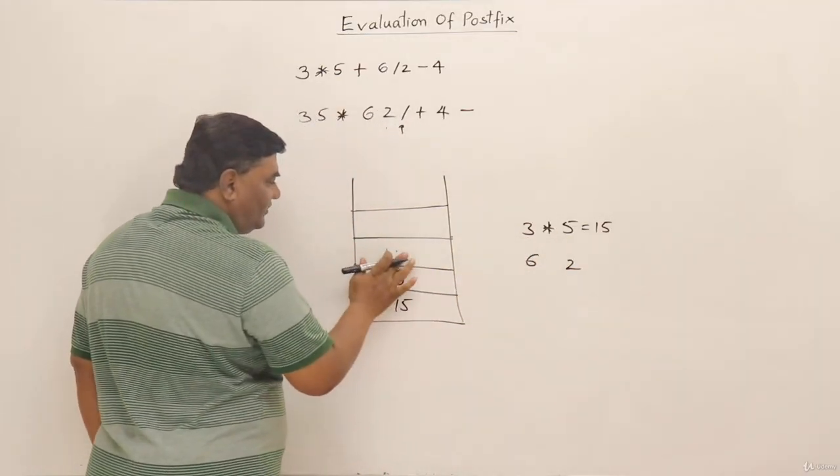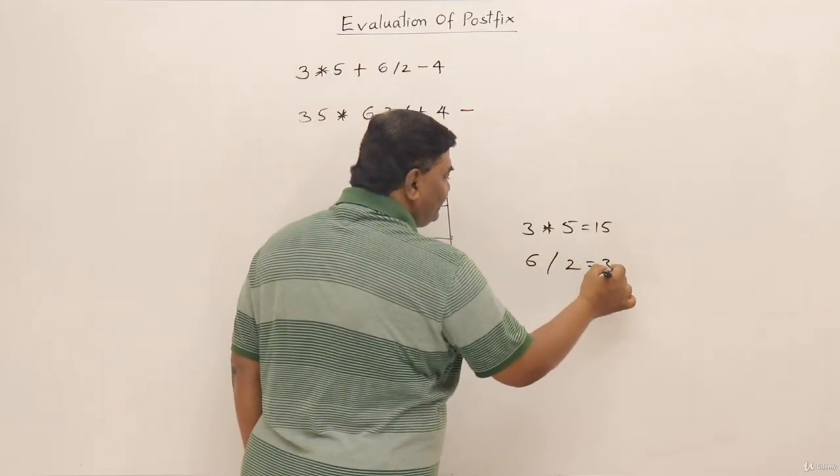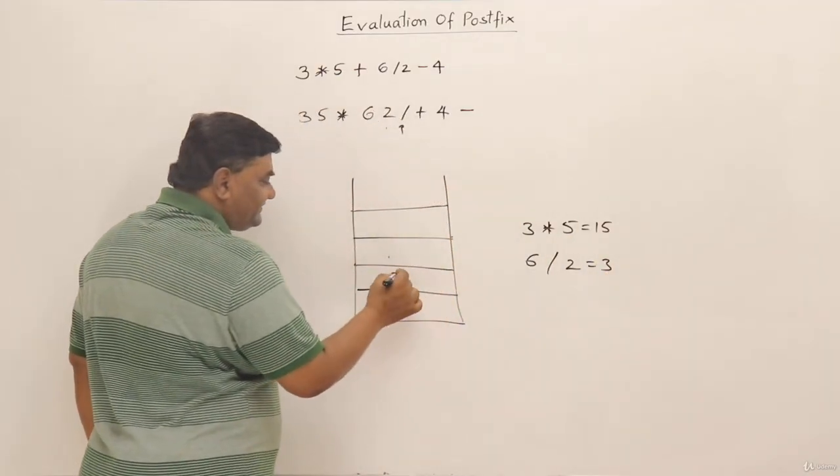So both are popped out, and the operation is divide. So the result is 3. Push that 3 into the stack.